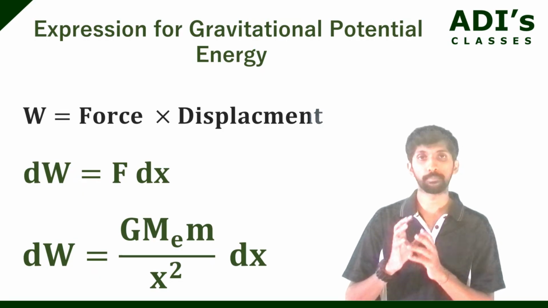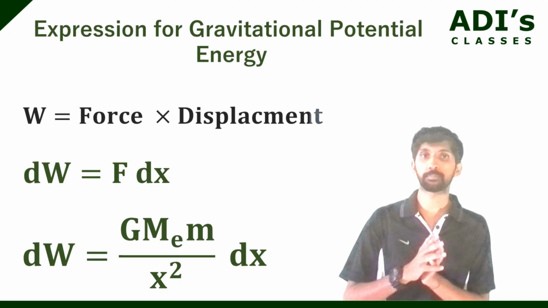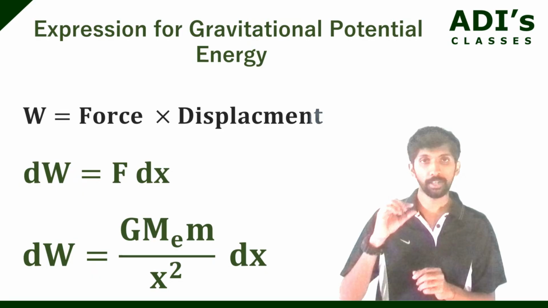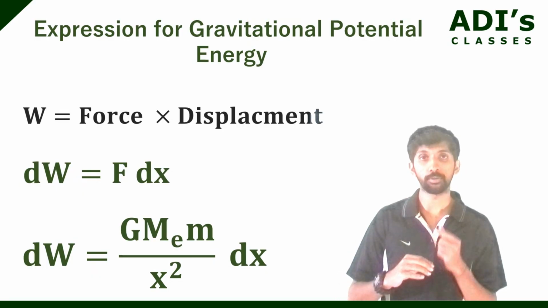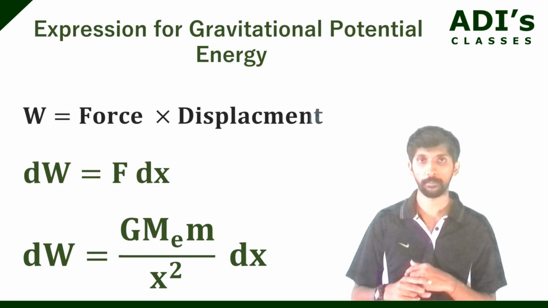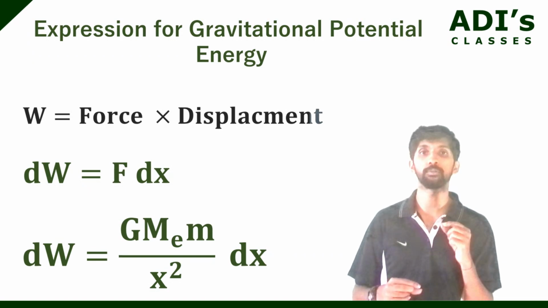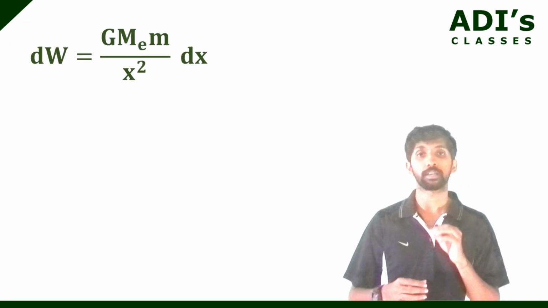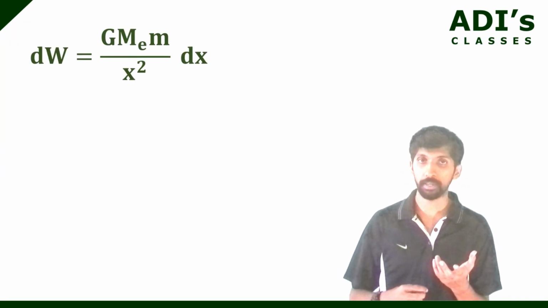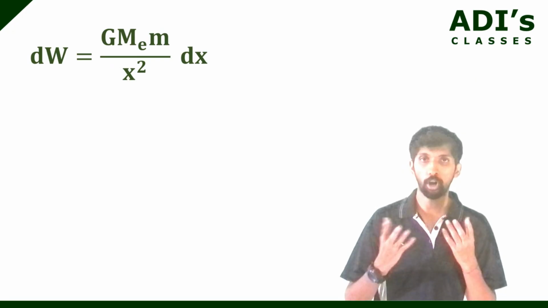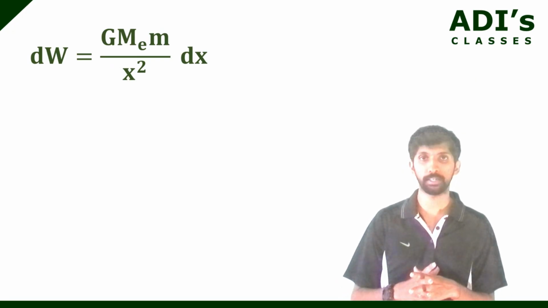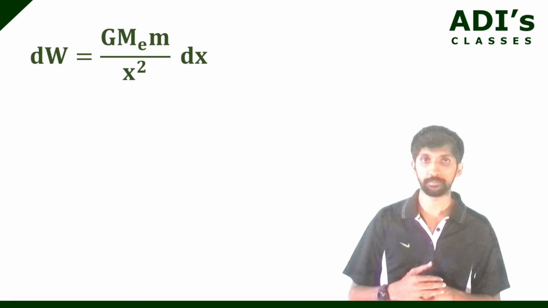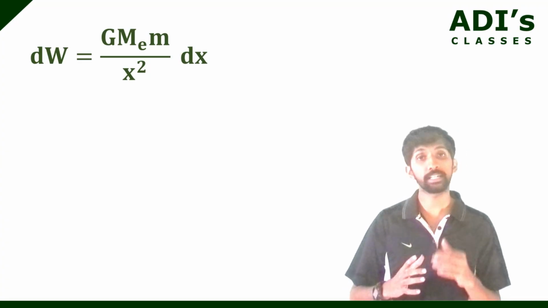What we are doing is bringing that object from infinity to that point P. For every dx distance, I am doing dw work. So for every displacement, I am doing small work. How do we get the total work done? Here we integrate. Integrate means to sum up, like the normal English meaning. We integrate this formula and then we get the total work done. Let's see how the integration goes.